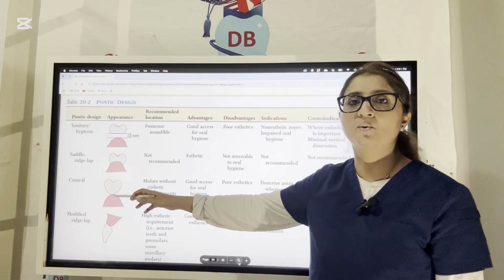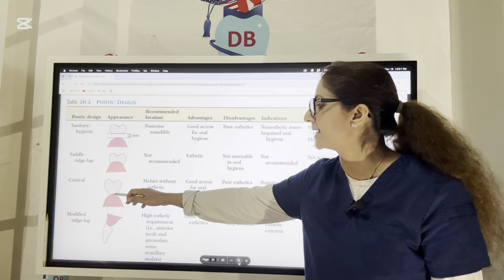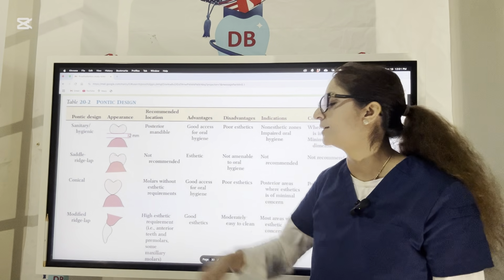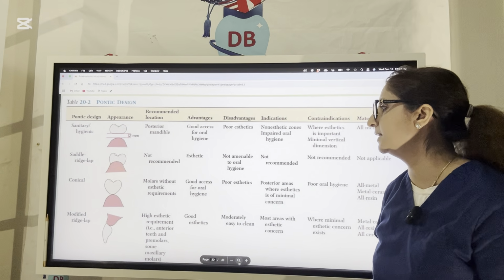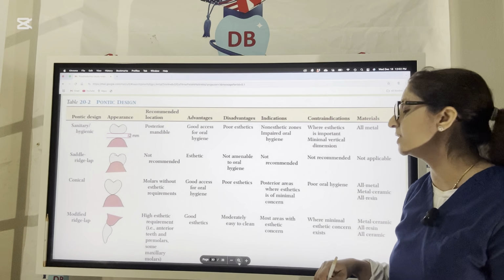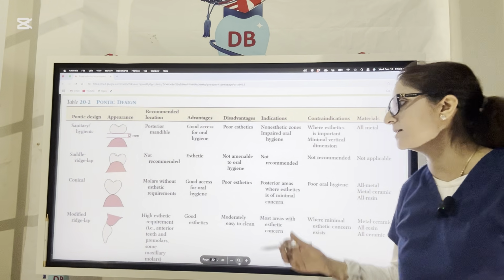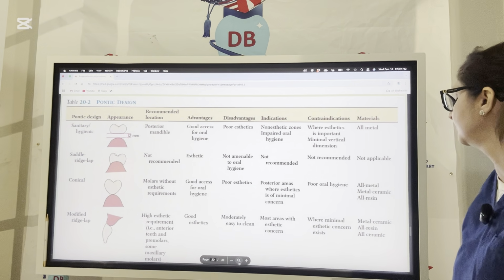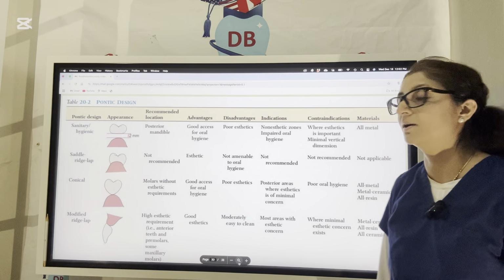Other one we have is the conical pontic. It's a bullet pontic. It has a pinpoint contact with the ridge. Again, used for molars without aesthetic requirement. Good access for oral hygiene, but poor aesthetics. So in posterior areas where aesthetic is not of that importance, we can give a conical pontic. You can use all metal, ceramic or all resin.